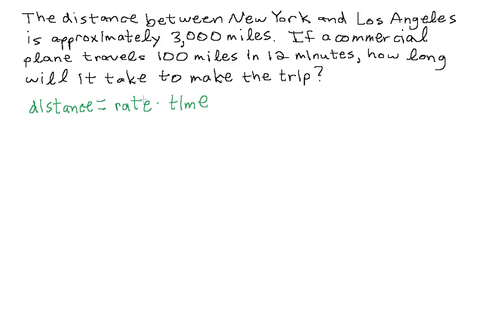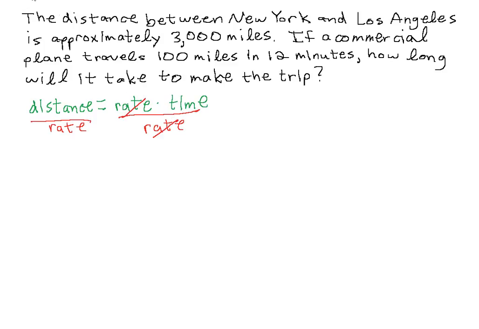Our problem is asking us to solve for time, so let's use a little simple algebra to manipulate our distance formula so that we're actually solving for time. So let's divide both sides by rate. We know that if we do something on one side, as long as we do it on the other side, we're going to be okay. We're not changing anything. So let's divide both sides by rate.